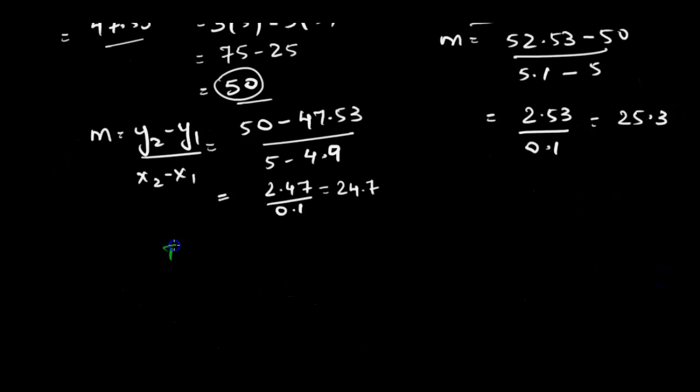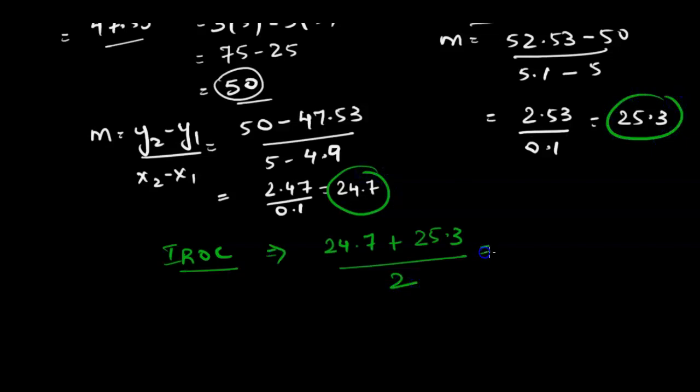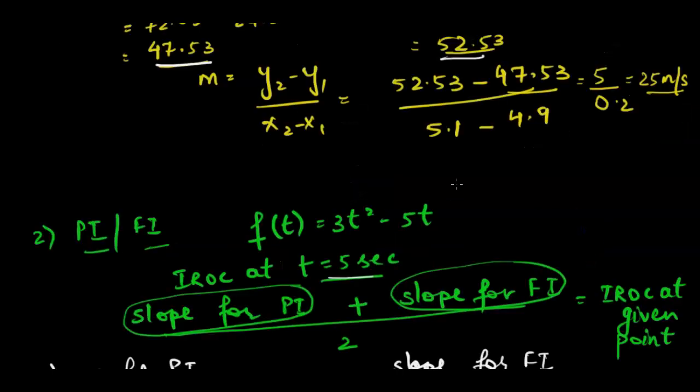We know the formula for the final IROC is slope of preceding interval plus slope of following interval divided by 2, and that is equal to 25 meters per second. You would notice that the answer from here and the answer from here are the same, and that's supposed to be the same because we are finding the IROC for the same equation at the same time. It's just that we're using different methods.